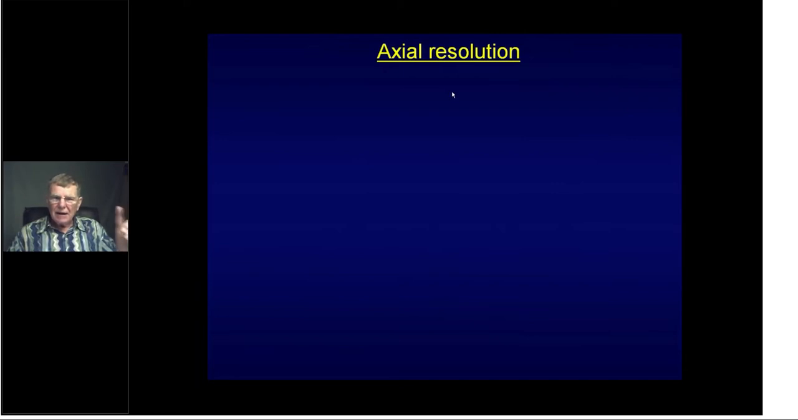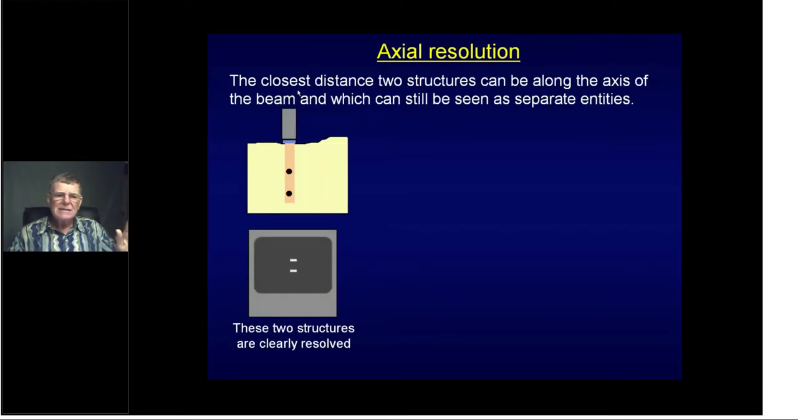And the first aspect of resolution I'm going to describe is axial resolution. Now remember, axial resolution is up and down the screen. It's the closest distance two structures can be along the axis of the beam that you can still see as separate entities on your ultrasound image.